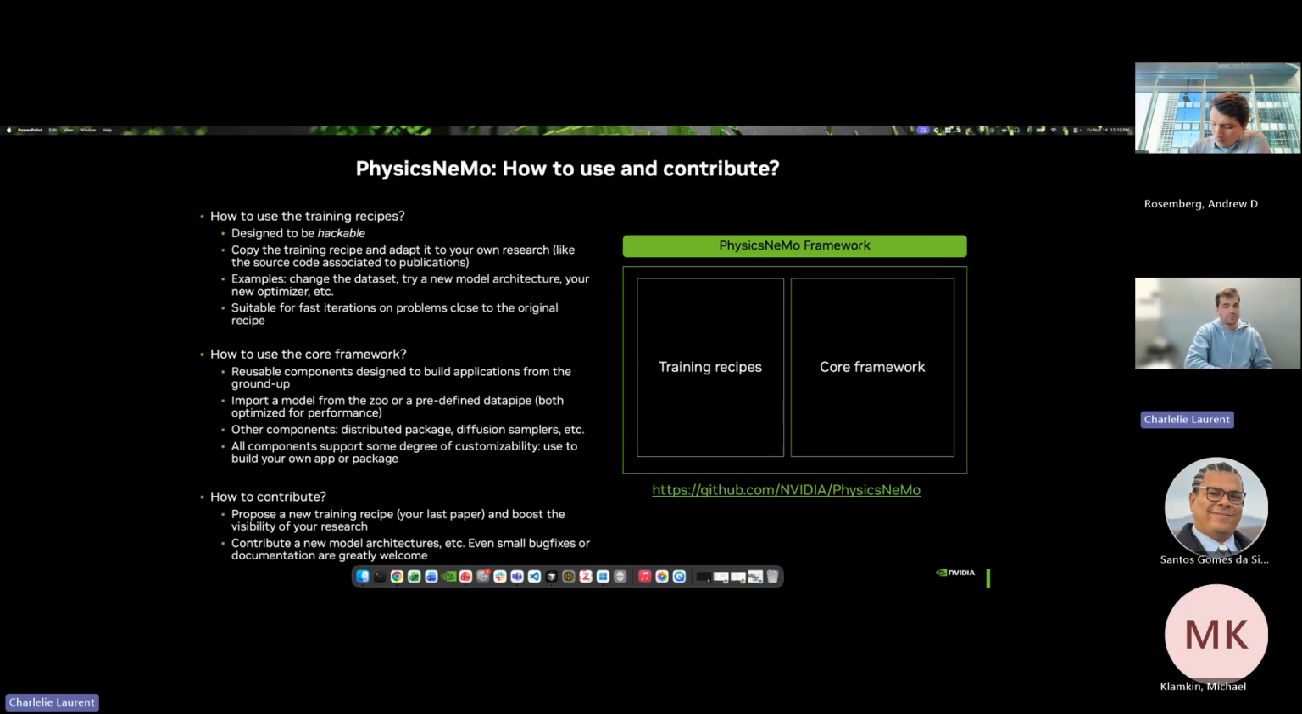Then the third question is how to contribute, because PhysicsNeMo is totally open source. I mean, it's under a permissive license.